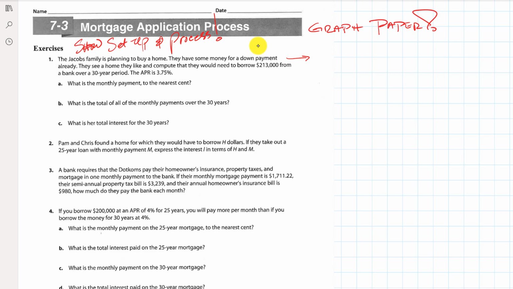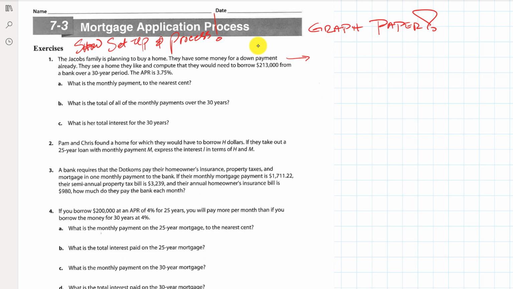The Jacobs family here is planning to buy a new home. Cool. All right, always good to buy a home rather than rent. They have some money down for a down payment. Okay, already, that's really good. They see a home they like and they compute that they would need to borrow $213,000 from a bank over a 30-year period. Okay, now that's typical, guys.